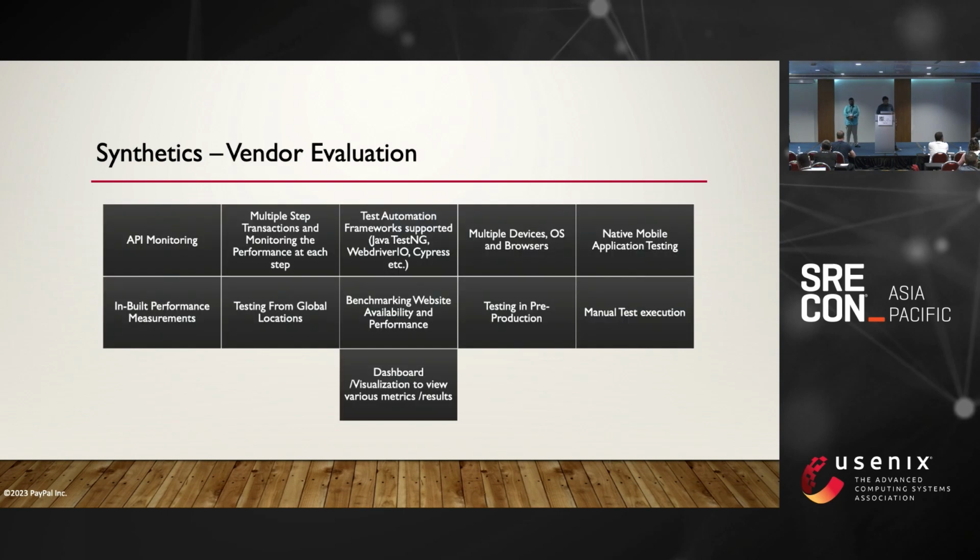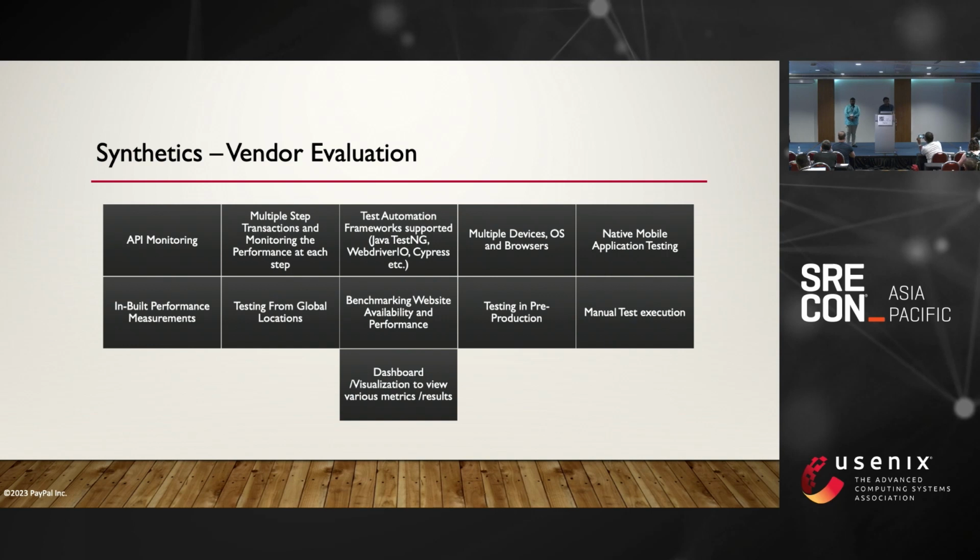And it should support all those devices, like iOS or multiple Chrome browsers or a Mac browser, and all the versions should be supported. And since we have a lot of flows covered in the mobile application, native mobile application testing in the synthetic space should also be supported. With that, we are going to build the performance measurements, and it should be available in multiple global locations. With that, we are going to benchmark the availability and performance of various web flows and APIs.